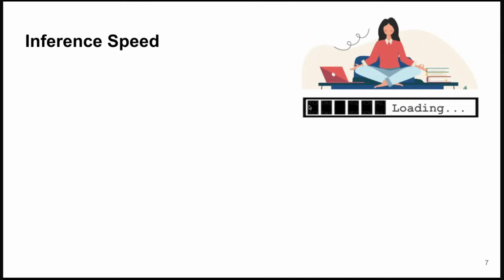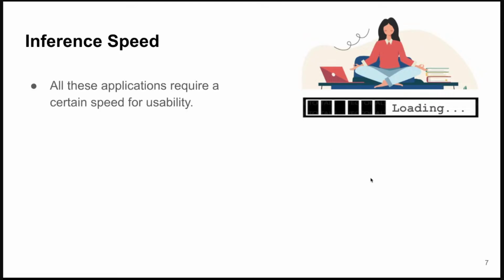Well, okay, so let's talk for a second about inference speed. The concept of inference is the process in which I feed this neural network an input, and the neural network gives me an output. We can also call it the processing of the input, or prediction, if you wish. But for this process called inference, all these applications that we have require a certain speed for usability, right?